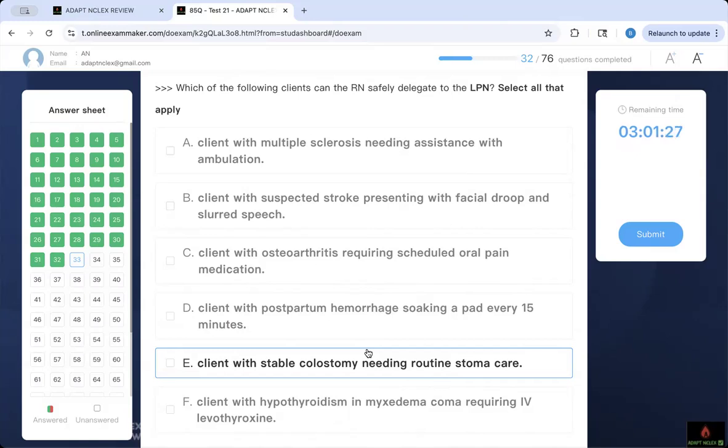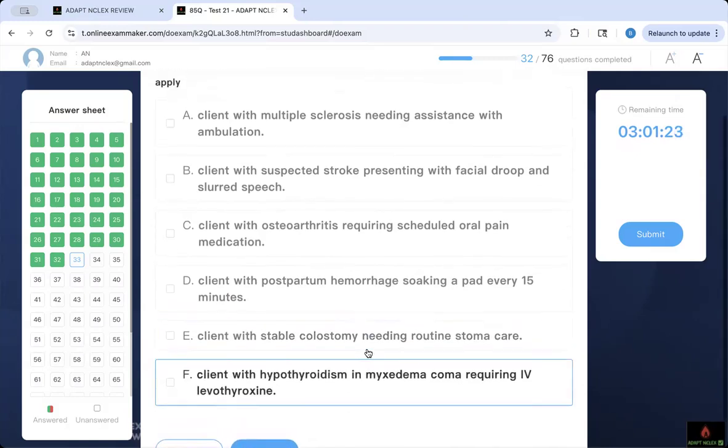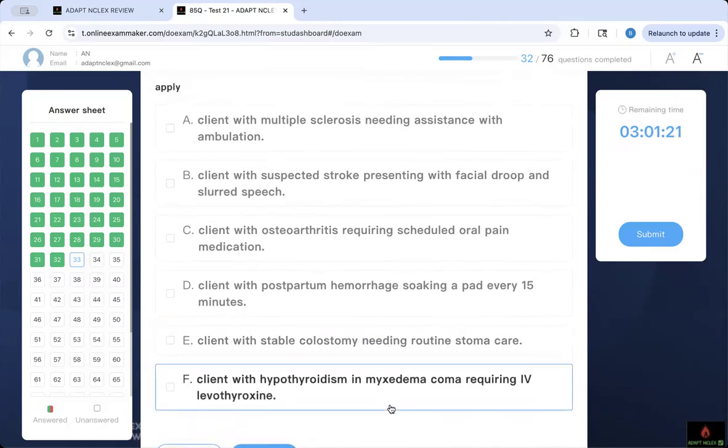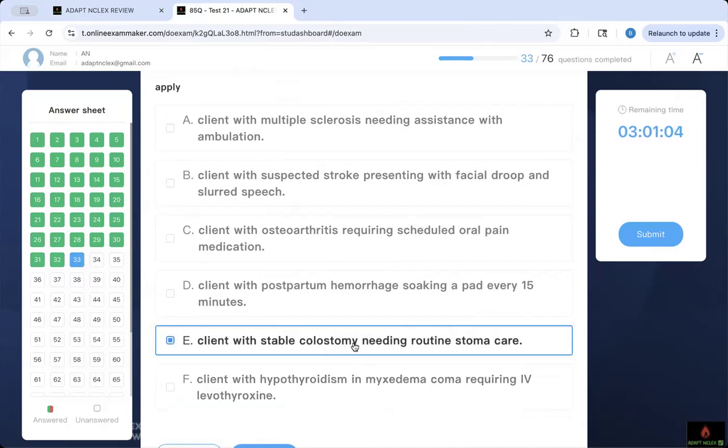Client with stable colostomy needing routine stoma care. And a client with hypothyroidism in myxedema coma requiring IV levothyroxine, who is stable enough to be given to the LPN? If you have hypothyroidism and you are in myxedema coma, that's an emergency. No way. But a stable stoma that needs stoma care, that should be fine. That should not be a problem.